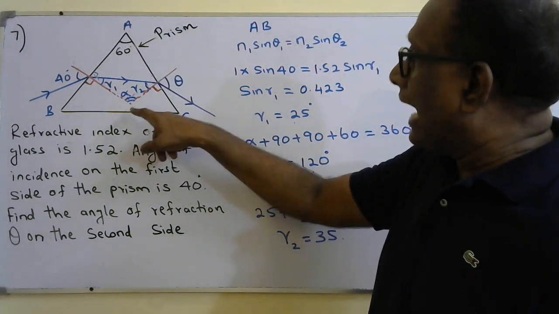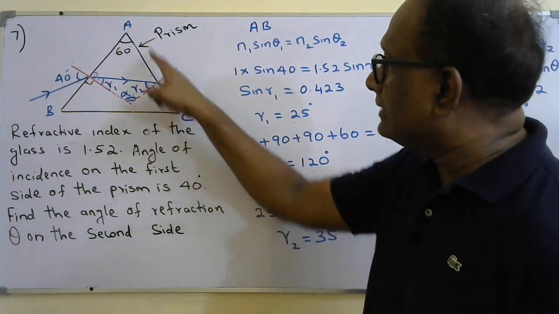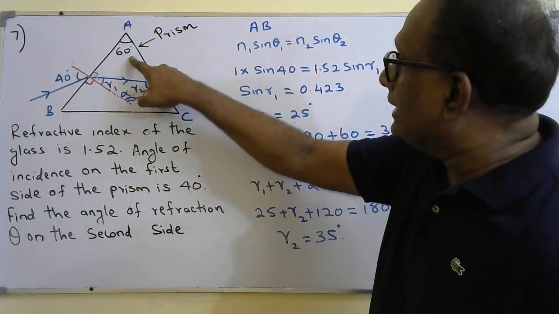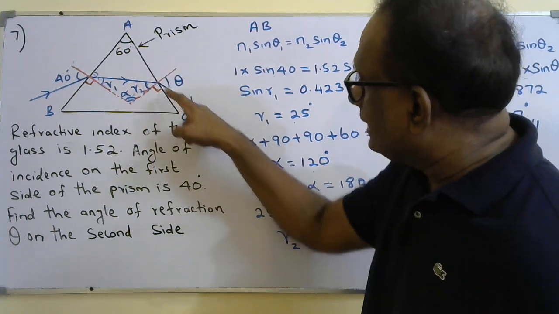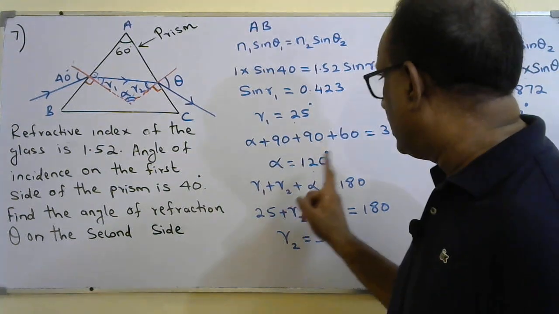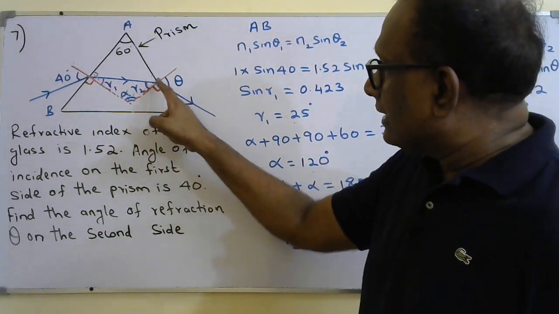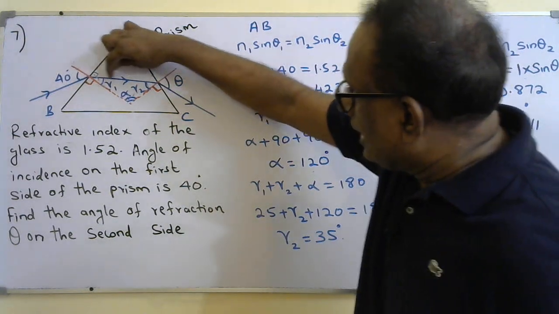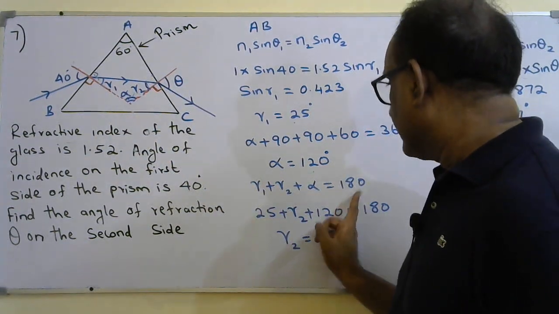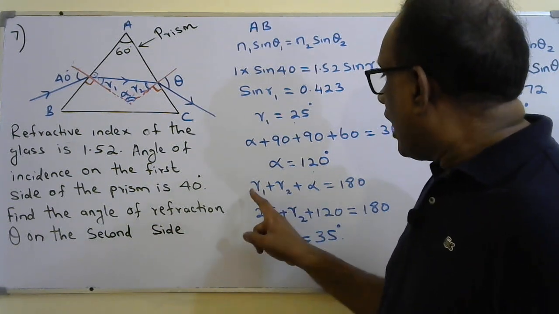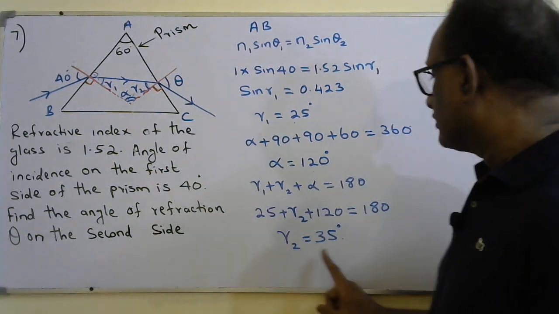Then I need to find the angle R2. For that, in this quadrilateral shape, the addition of the angles inside the four sides should be equal to 360 degrees. So 60 degrees, this is 90 degrees because the red line and the black side make 90 degrees, and here also the red line and the side make 90 degrees. So 60 plus 90 plus 90 plus alpha equals 360 degrees. I found alpha is 120 degrees. Now consider this triangle. In this triangle, R1 plus R2 plus alpha equals 180. R1 we found is 25 degrees, alpha we found is 120 degrees, so R2 is 35 degrees.